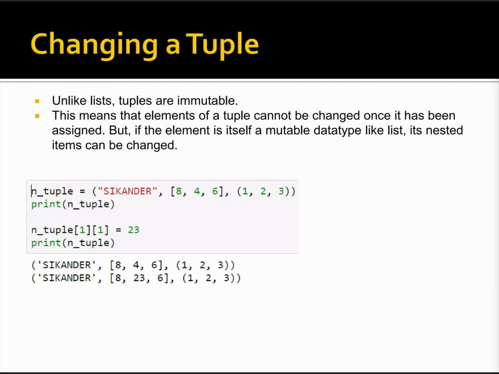Changing a tuple. Unlike lists, tuples are immutable. This means that elements of a tuple cannot be changed once they have been assigned. But if the element is itself a mutable data type, like a list, its nested items can be changed.